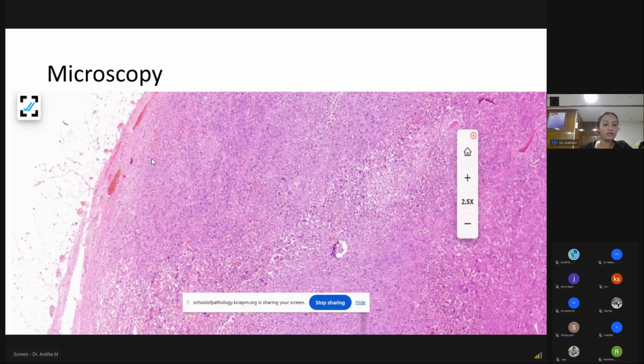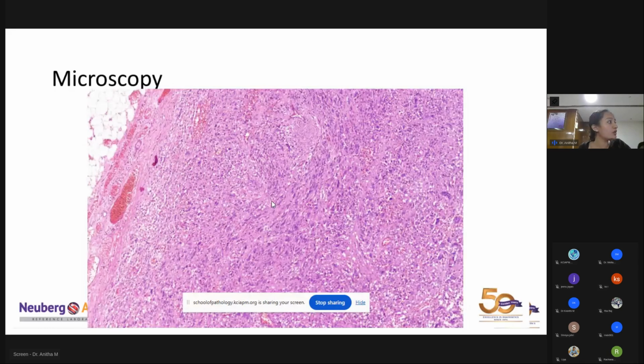Coming to microscopy, this is the low power view of the tumor, which appears to be very well circumscribed. This is the attached adipose tissue that does not show any infiltration in this view. And we see a very cellular tumor here. As we go to the higher power, we see cells arranged in a fascicular pattern as well as in sheets, and there are a lot of vessels.